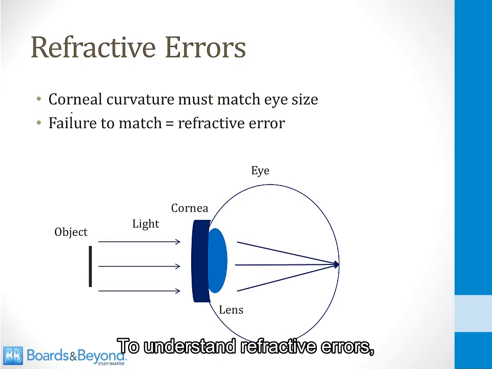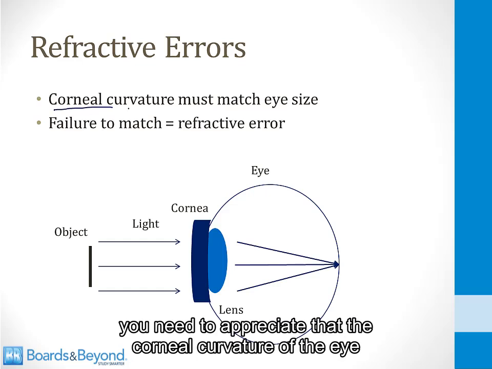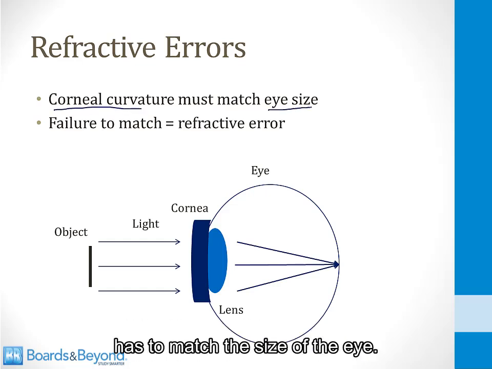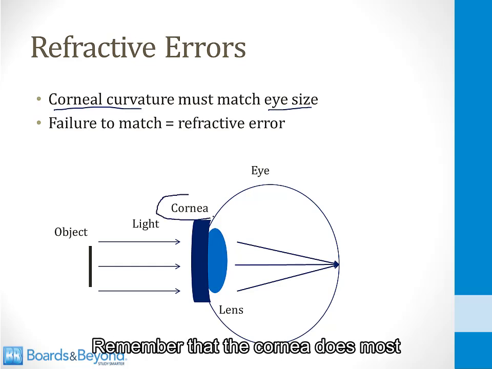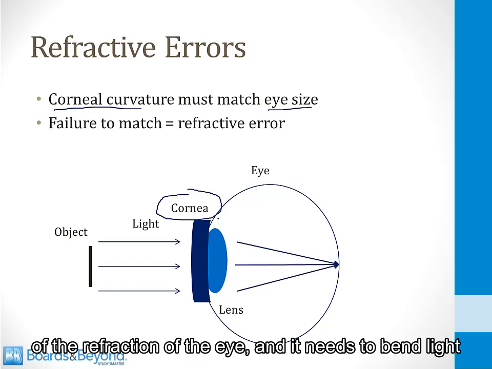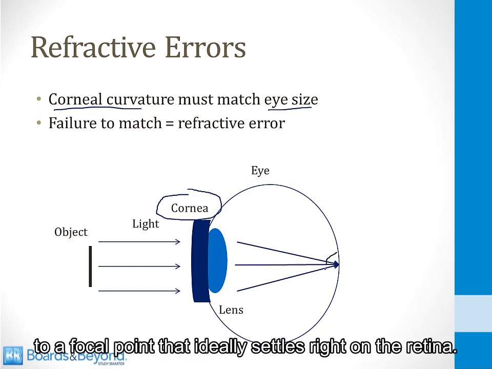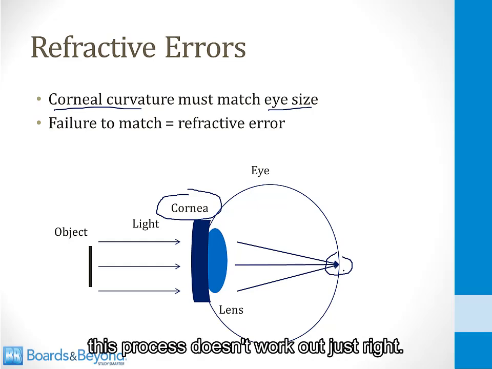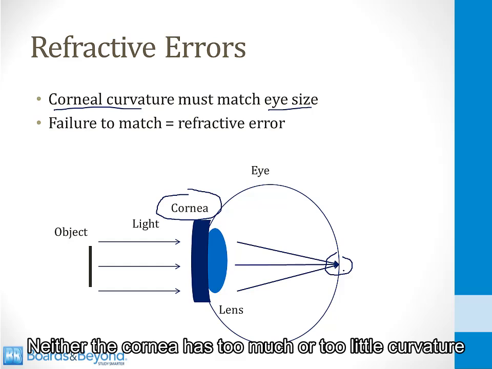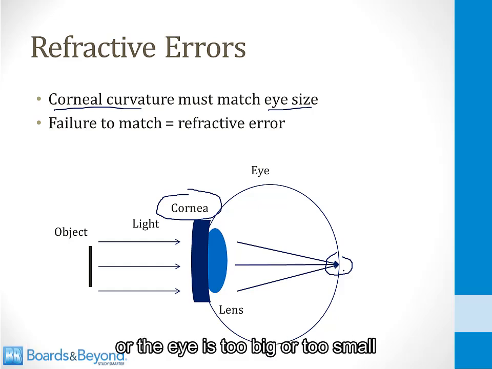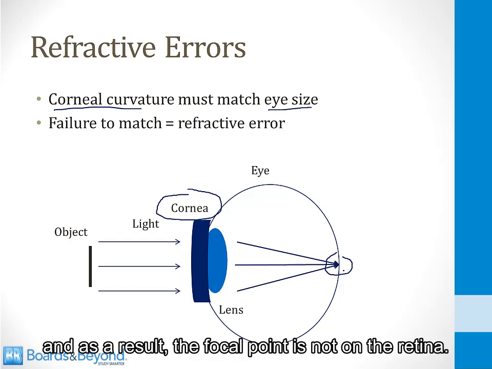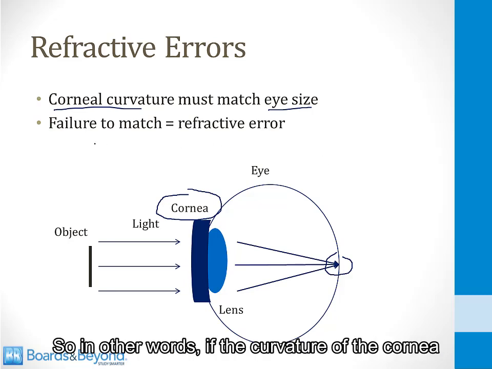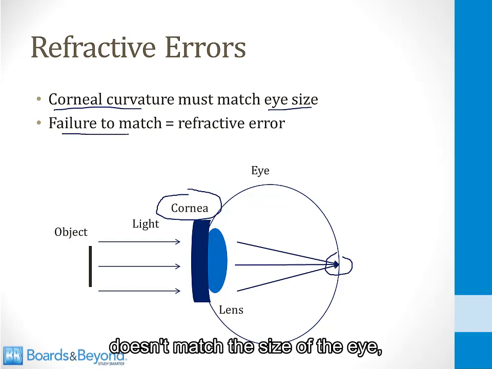To understand refractive errors, you need to appreciate that the corneal curvature of the eye has to match the size of the eye. Remember that the cornea does most of the refraction of the eye, and it needs to bend light to a focal point that ideally settles right on the retina. Sometimes as we grow, this process doesn't work out just right. Either the cornea has too much or too little curvature, or the eye is too big or too small, and as a result, the focal point is not on the retina. So in other words, if the curvature of the cornea doesn't match the size of the eye, this leads to a refractive error.